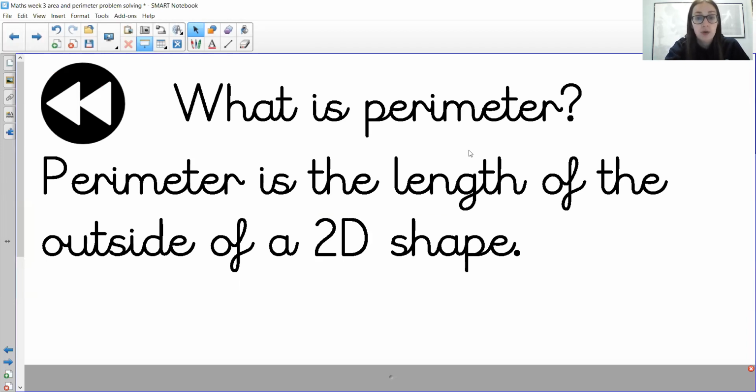Okay, it is crucial that we have these STEM sentences written down so that we can see them, so that we make sure we remember them. Because sometimes when we see a problem, our brains go blank and we forget all about what perimeter or what area is, and then we get them confused. So we need to know that perimeter is the length of the outside of the 2D shape.